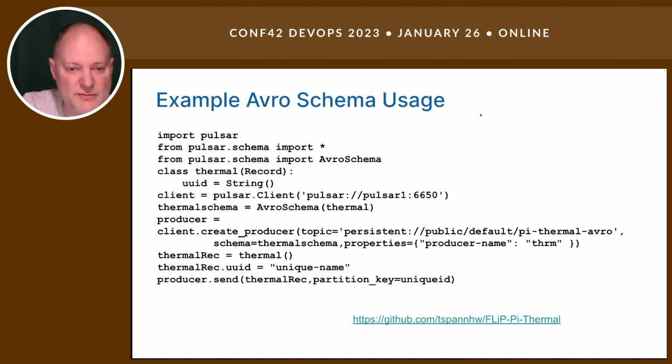Now, I mentioned schemas. Pretty easy to create a schema. You have to import this extra library. Here, I'm going to set up a class using records from that library, and you put a bunch of fields in there and put your types in there. Create your client like before, but now I'm going to create a schema for that class. And then when I do a producer, I'm going to pass that schema in. So now that topic uses that schema and versions of it.